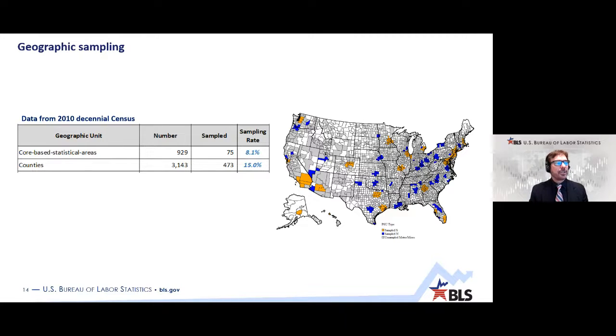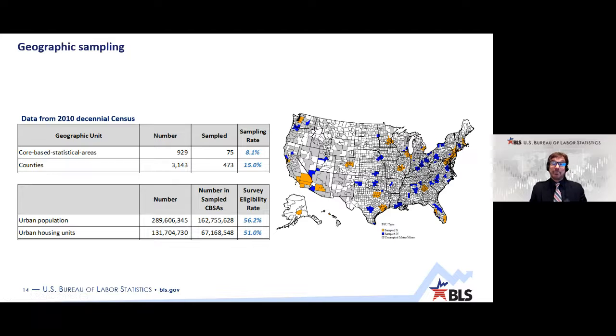Almost 1,000 of them in the country. We select 75, so we have a sampling rate of over 8% of the cities. These CBSAs are county-based definitions. And so our sample represents 473 counties in the country, roughly 15% sampling rate. But if you look at the population in those counties and the number of housing units in those counties, very interesting fact. Over half of the population is eligible to participate in one of our surveys, and half of the housing units. And we have three primary surveys to compile the CPI.